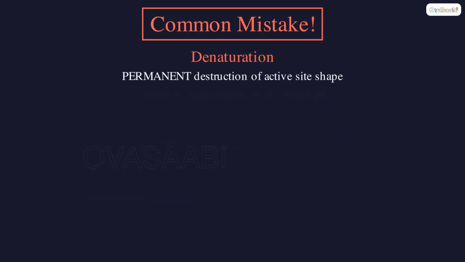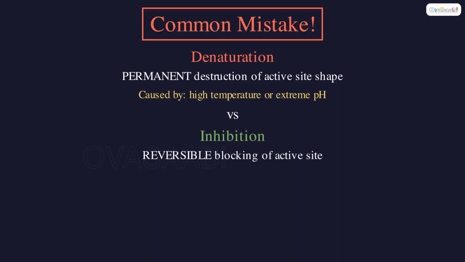Many students confuse denaturation with inhibition. Denaturation permanently destroys the active site shape from heat or extreme pH. Inhibition is reversible, blocking by another molecule.